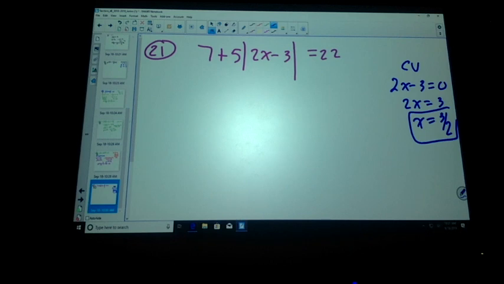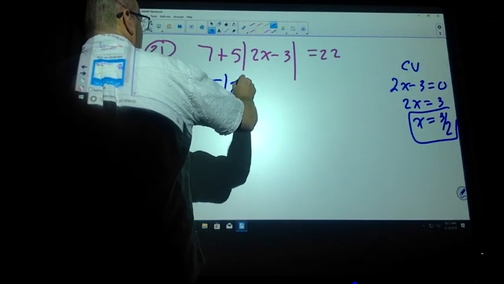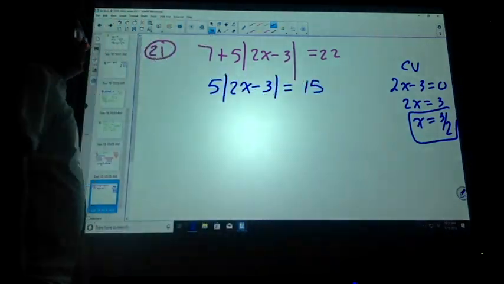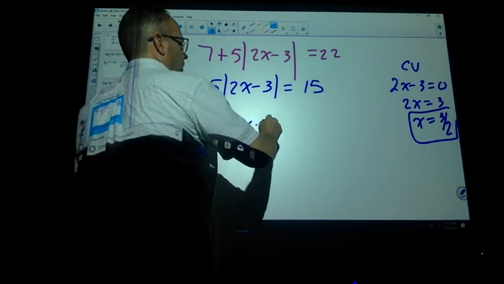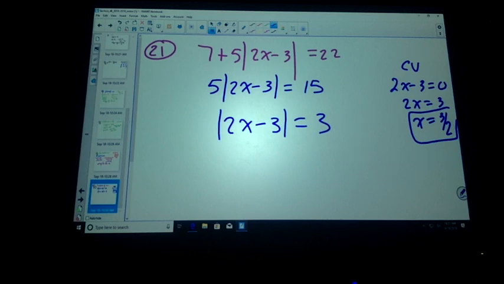So that's my critical value. So what happens to my critical value? We will be the same distance above and below it. Before I start breaking these problems up, I would subtract 7 from both sides. Keep the absolute value sign still there. So if I subtract 7, I get 15. I have 5 times that absolute value, but I'm not going to distribute that 5. I'm going to divide each side by the 5, so then I'm going to have 2x minus 3 is equal to 3, because 15 divided by 5 is 3. Are we okay so far? Yeah?